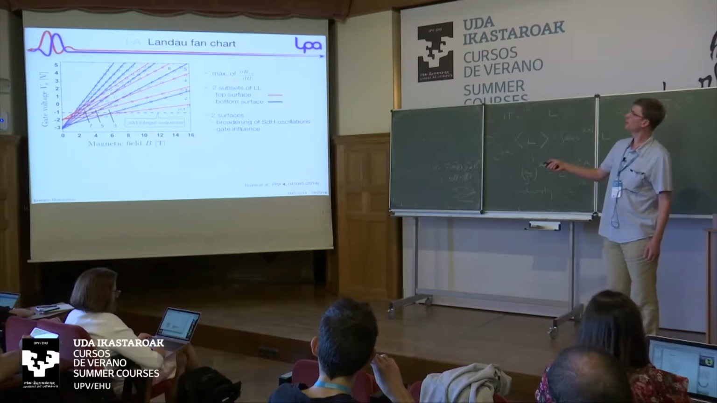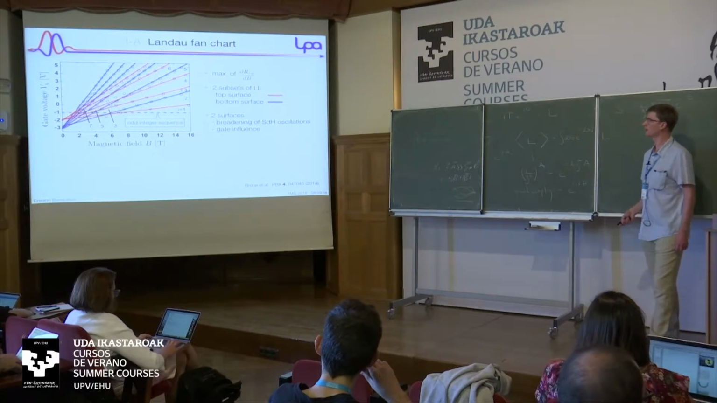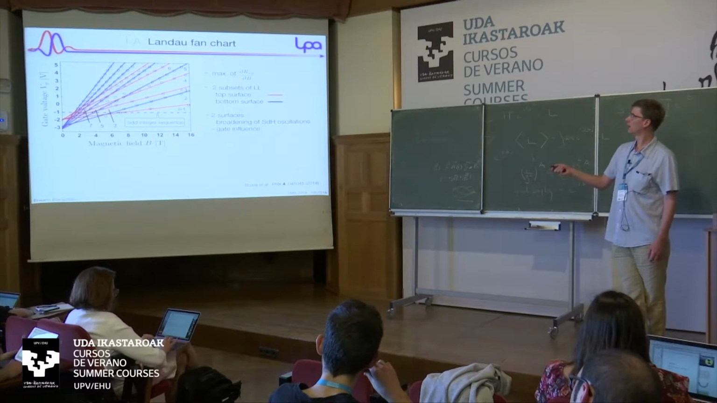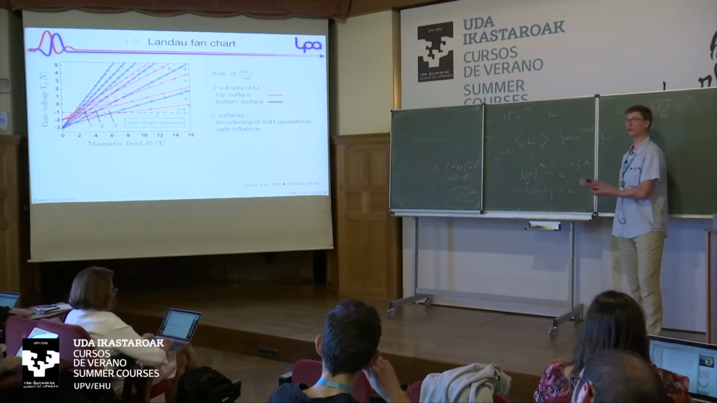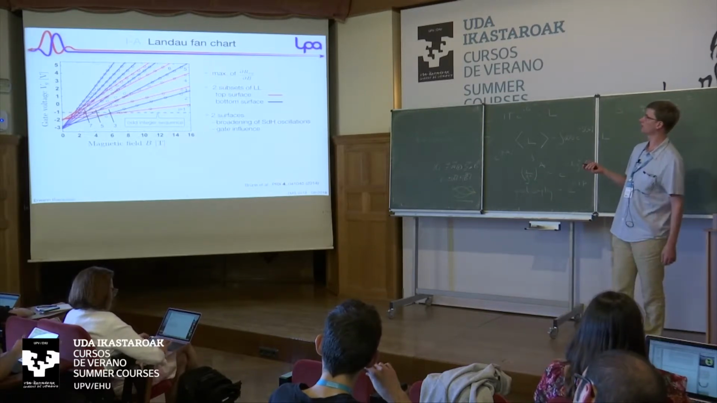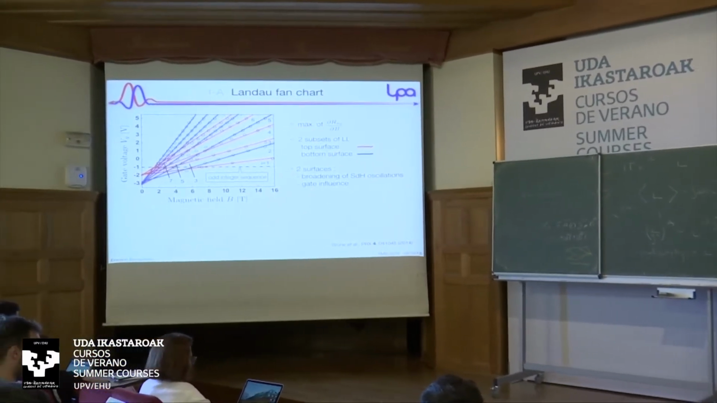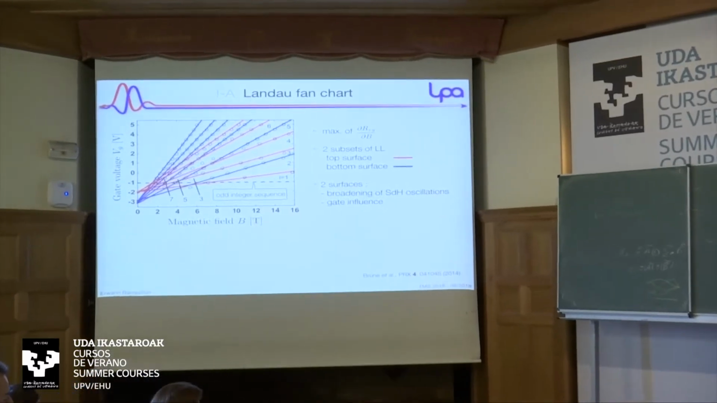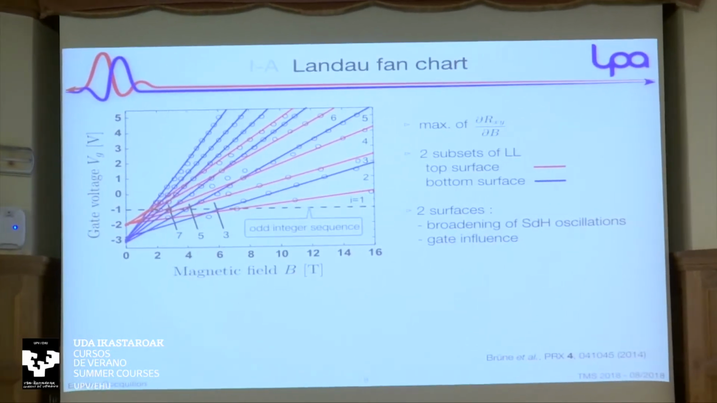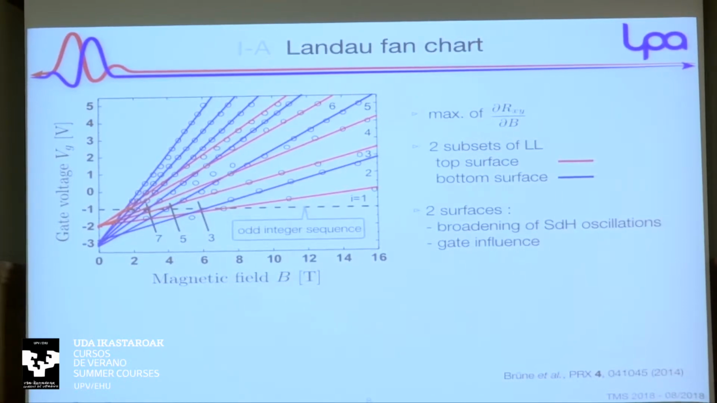And you can identify these maxima here as the circles. And you can see that they come from two fans here, and those two fans are the two surfaces, the top and bottom surfaces. And for example, you can see that these two subsets of Landau levels have different broadening because the top interface is a lot dirtier, because it's directly connected to some insulator. It's terminated during growth, and then you do some lithography on top of it. So it's usually a lot rougher and a lot dirtier.